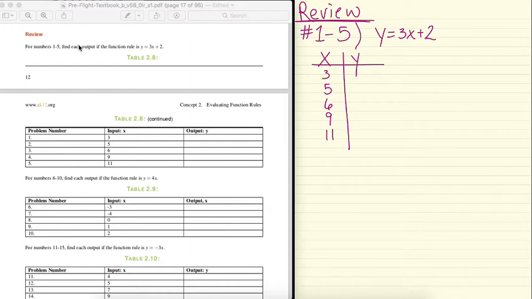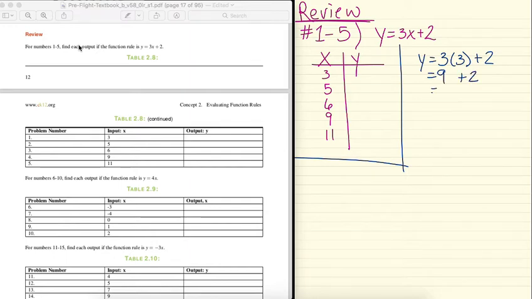So that's what I'm going to go through next. Numbers 1 through 5, filling out this input-output table using the rule 3x plus 2. First things first, I'm going to plug in 3. I'm going to draw a line to separate my work a little bit. So plugging in 3, I'm going to have 3 times 3 and then plus 2. That would give me 9 plus 2, which is 11.